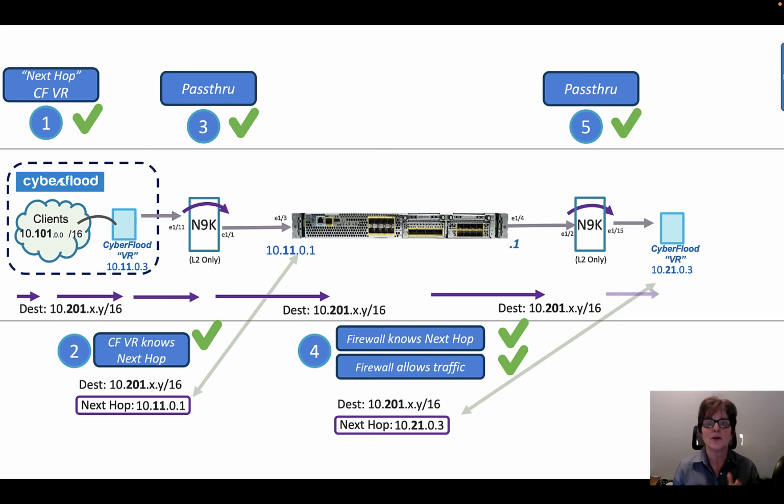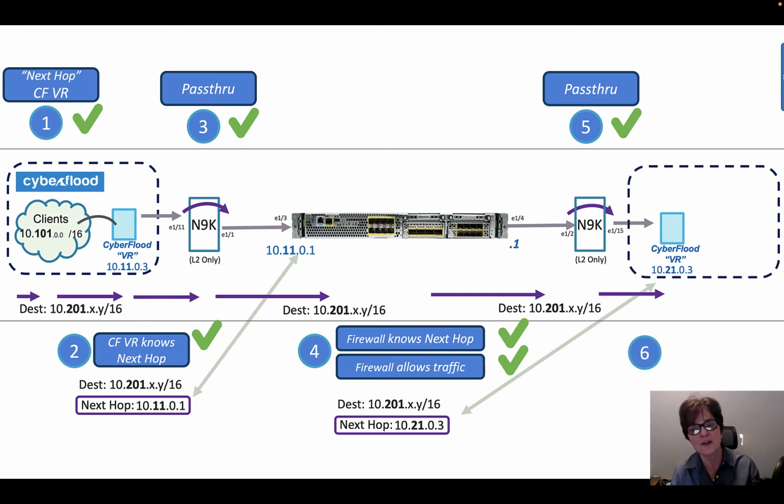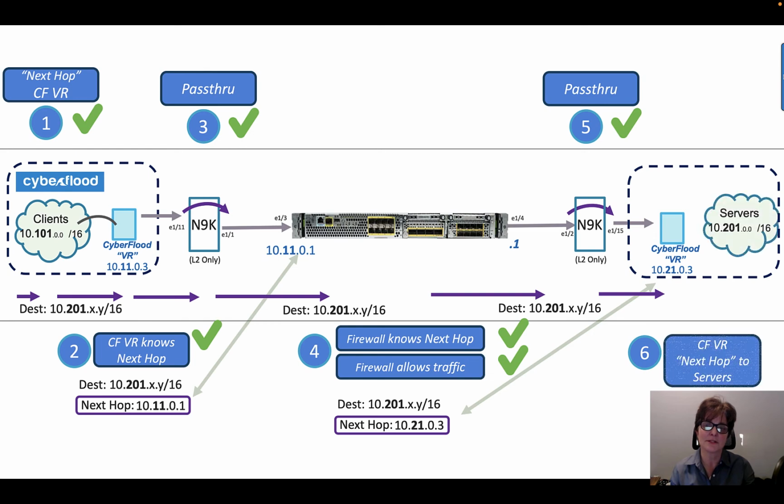Assuming that you're good there, you get moved on, and you get to the CyberFlood virtual router. Now, what you have to remember is we are back in the CyberFlood world again. So you're going to have to go back over to the CyberFlood for this. We're going to hit the CyberFlood virtual router, and it has to know what the next hop is to the servers. Again, I put next hop in parentheses because it is this construct of tying the server virtual router over to the server subnet. Now, once that's good, we're all the way over to the other end, and these are our different steps.